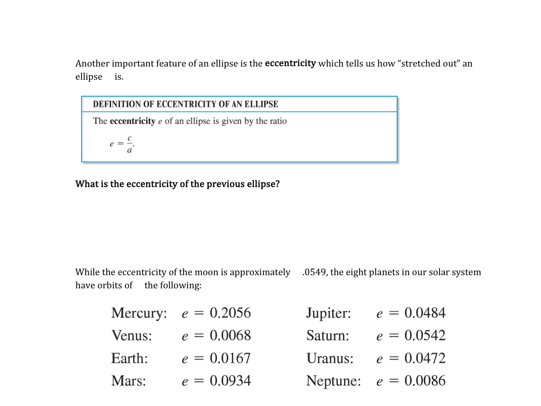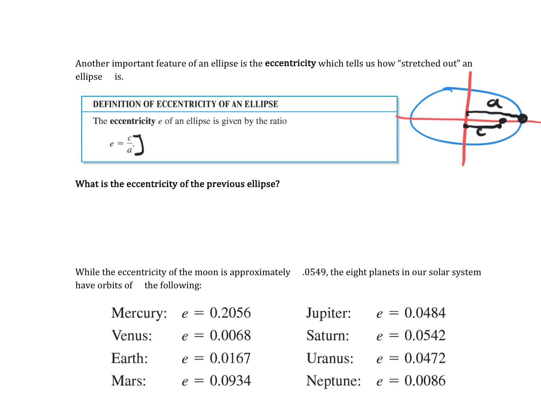So the last feature, I should say, of an ellipse is eccentricity. Eccentricity tells us how stretched out an ellipse is. All right, so eccentricity is going to be a ratio of c to a. Well, again, c is the distance from the center to the foci, and then a is the semi-major axis. So a is this distance here. That's a. All right? So c is always smaller than a, so this is always going to be less than 1.